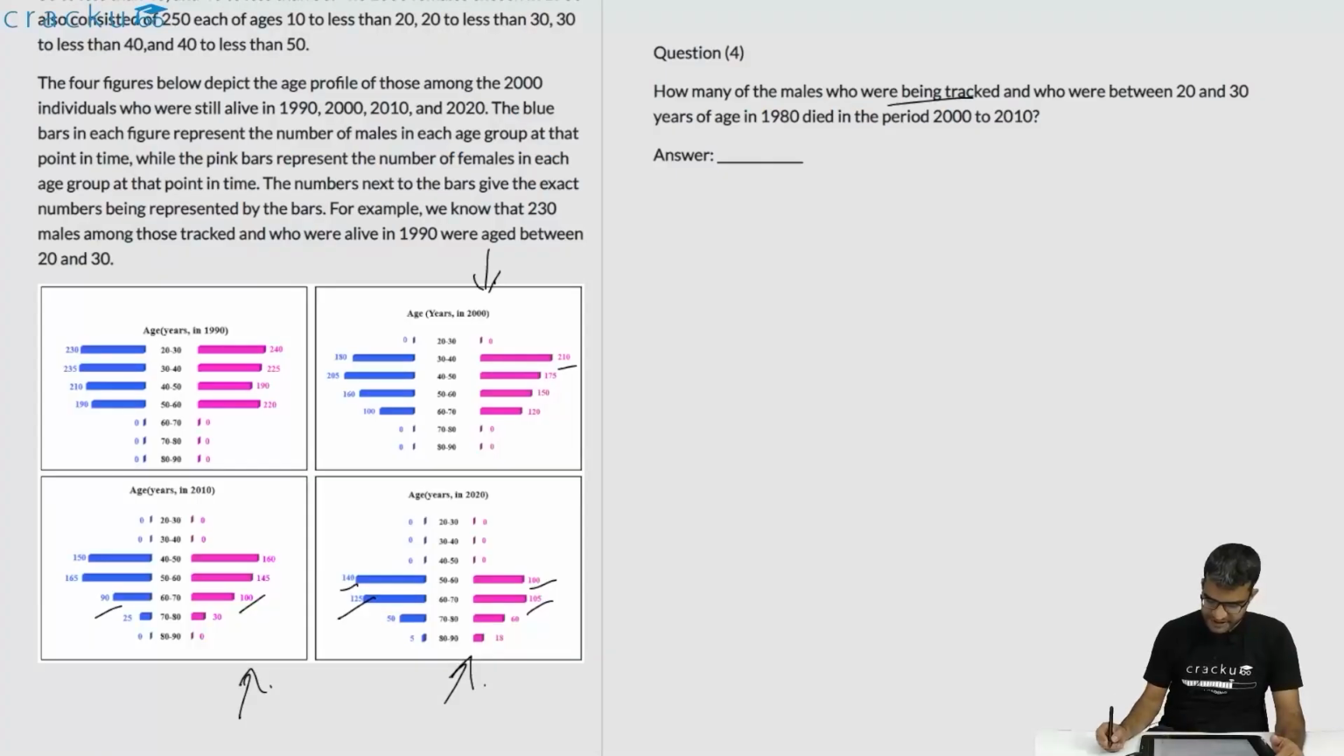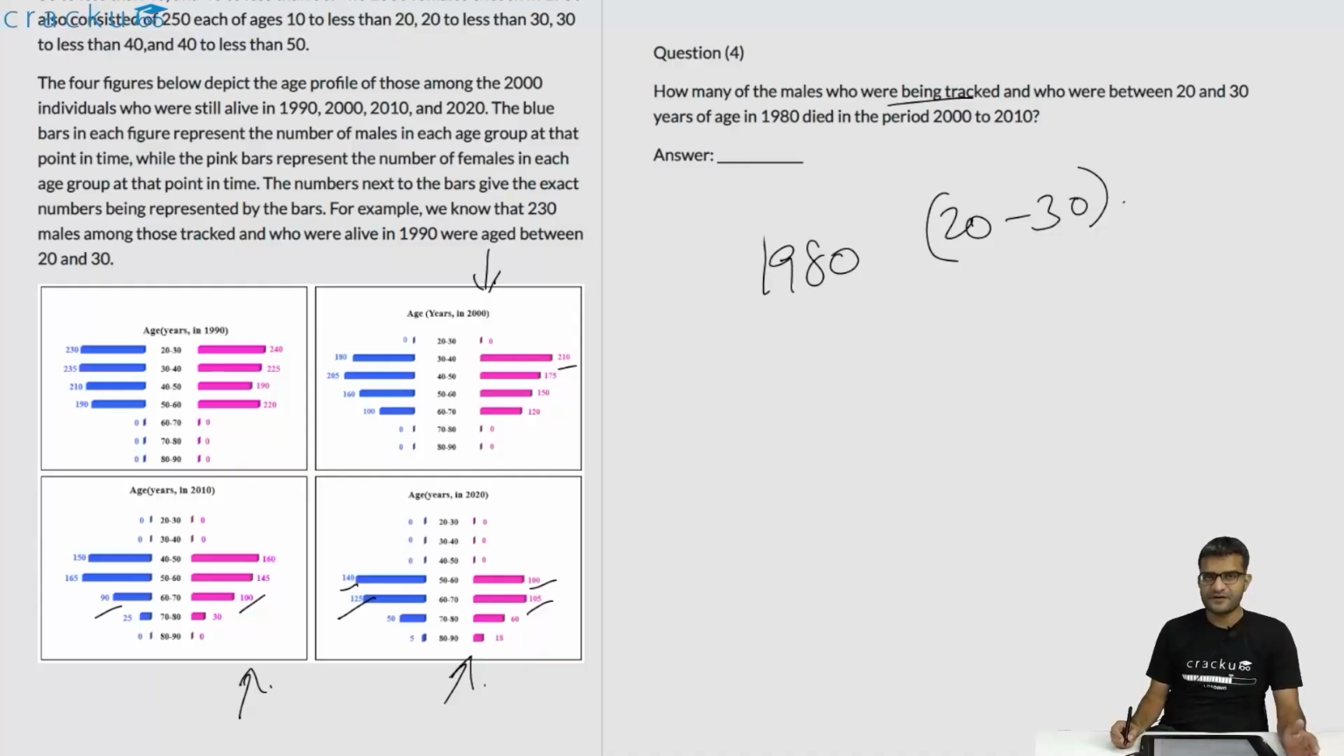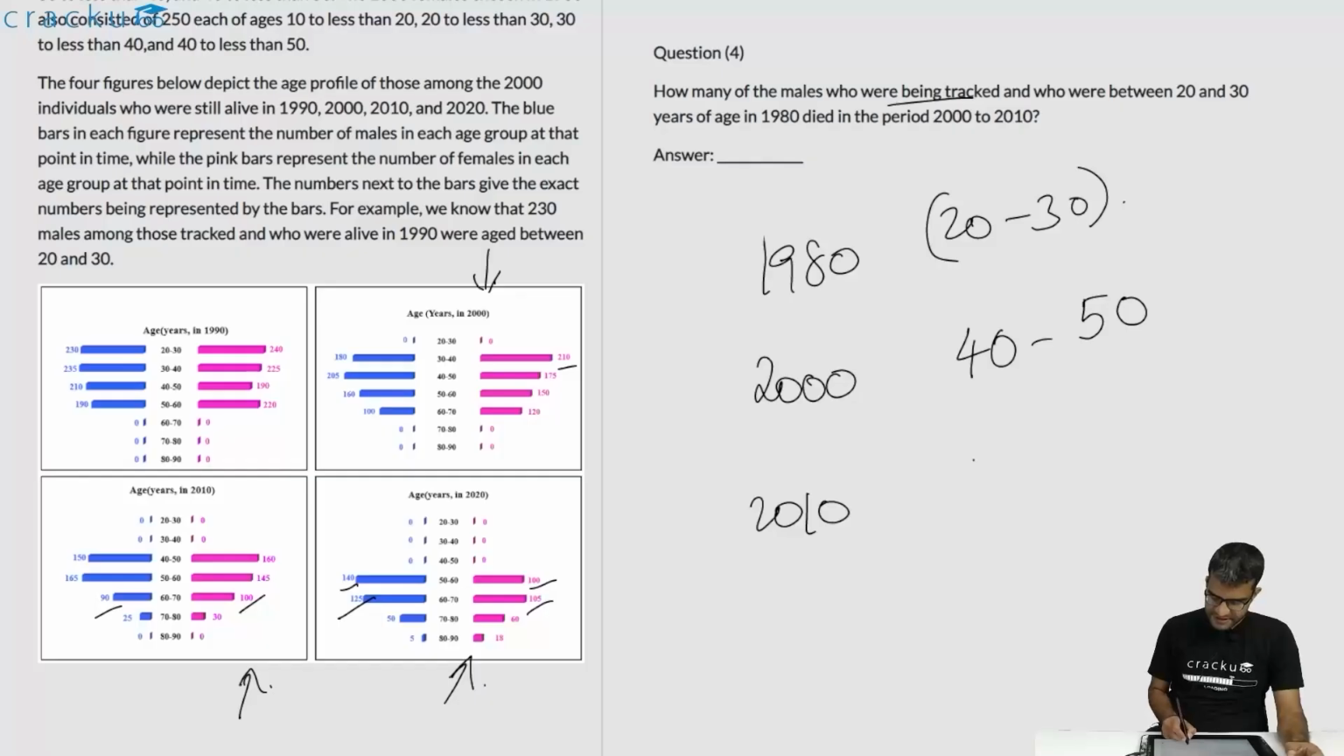How many males who are being tracked who are between 20 to 30 years old in 1980 died between 2000 and 2010? So we have 1980. We are looking at the men who are between 20 to 30. In 2000, this group's age will be between 40 to 50, and in 2010, that age group will be 50 to 60.